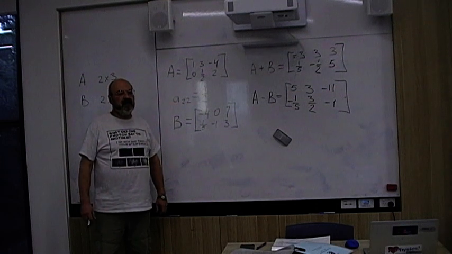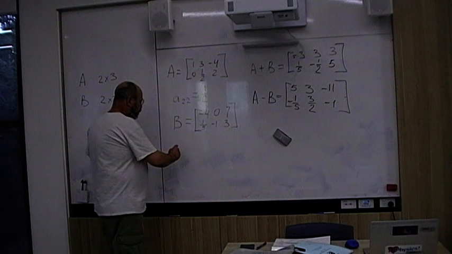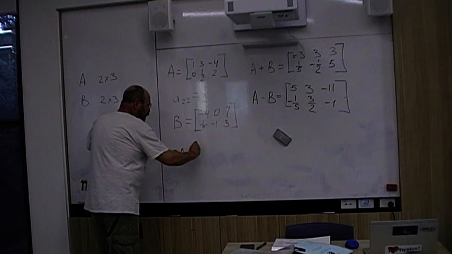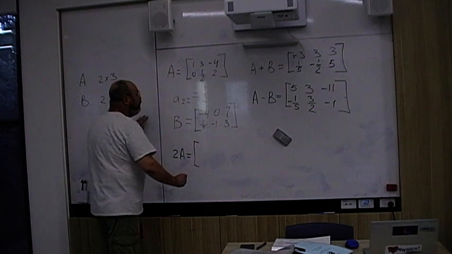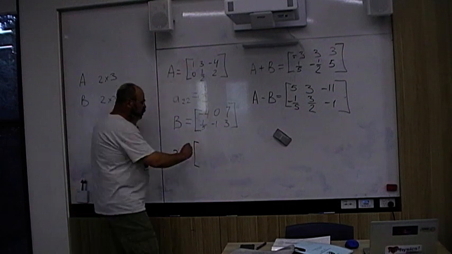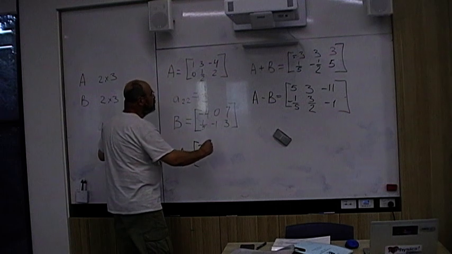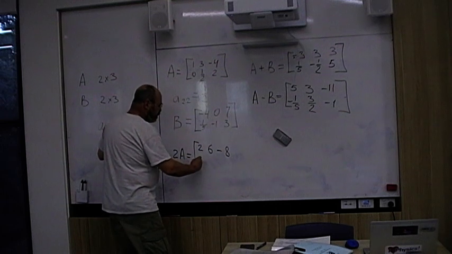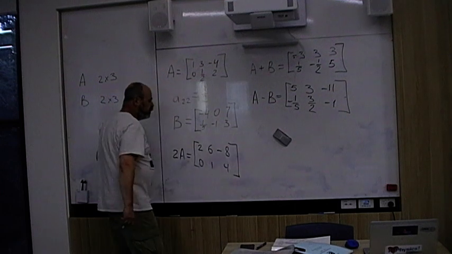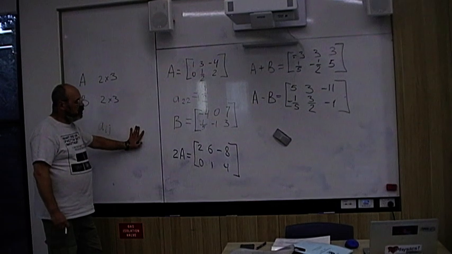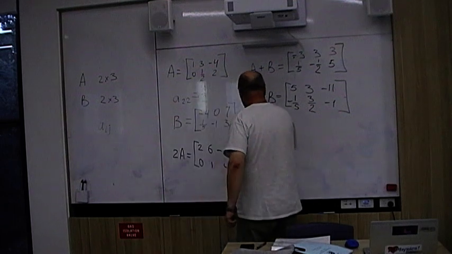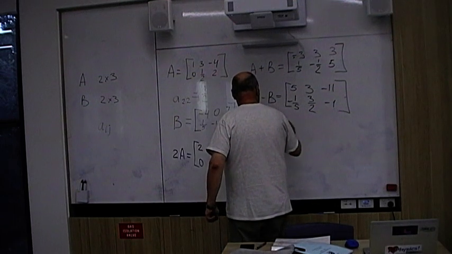We can multiply a matrix by a number. If you multiply, for example, matrix 2A, that means we multiply every number in the matrix by 2. So that will be 2, 6, minus 8, 0, 1, 4. Let's find the result if we do, let's say, 2A minus 3B.